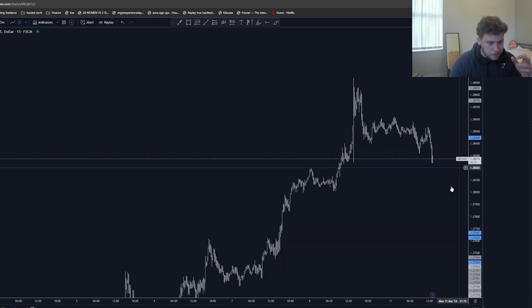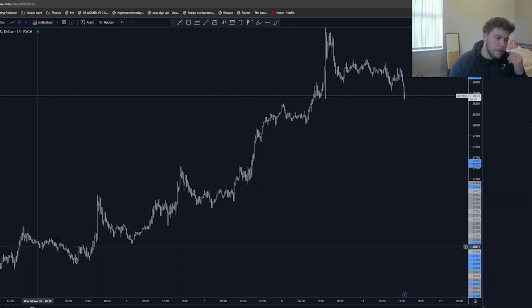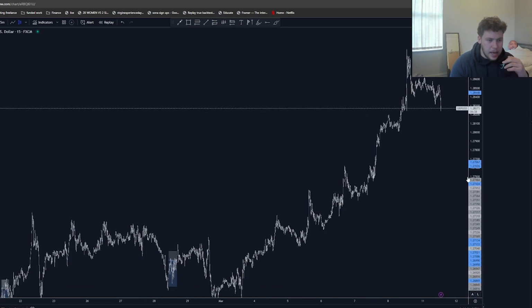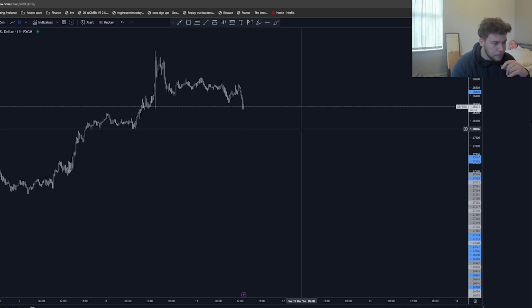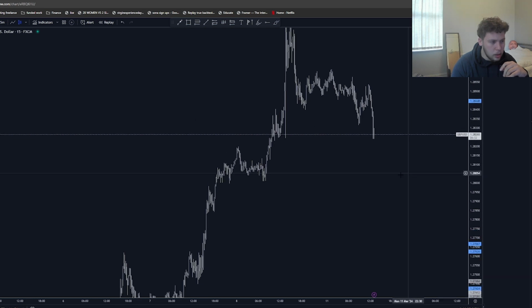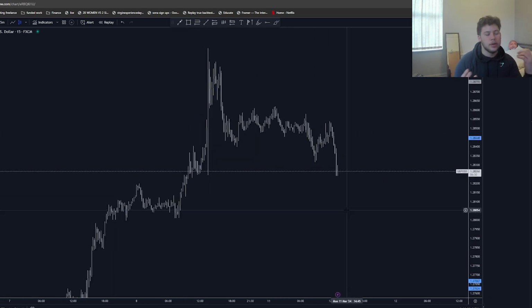So as you can see, we're in an uptrend, quite a visible uptrend. You know, you don't need to be an amazing trader to know that we are moving to the upside. Now, how would you look at this? How would you trade this?